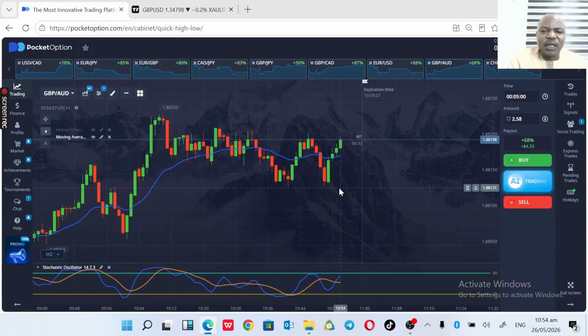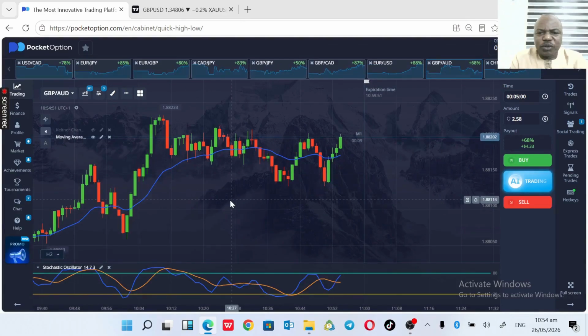So for us to trade this, we virtually follow the indicators. As you can see on my screen, we have about three indicators: one is a moving average, the second one is also a moving average, and the third one is a stochastic oscillator. So as you see the Pocket Option platform, we are going to walk along how to apply it. First, let's go and delete them so that we don't have them.